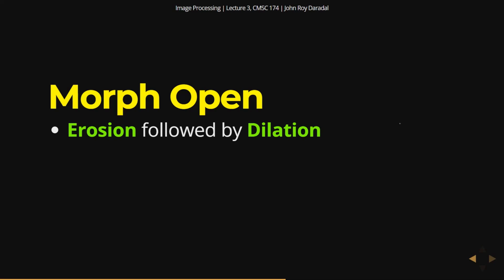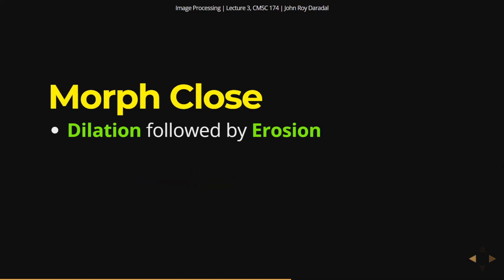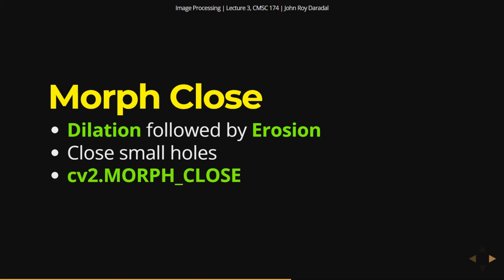So for morph open, it's an erosion followed by a dilation. And what does this achieve? It removes the tiny dots, the noise. We accomplish this by eroding first. By eroding, we remove the tiny dots, but the original object also became skinny. So we have to follow that up by a dilation to move it back to its original size. And we use the flag morph open for this one. For morph close, it's a dilation followed by an erosion, and this is used to close the small holes inside an object. So we use morph close for this one. We'll see the details of this in a while.